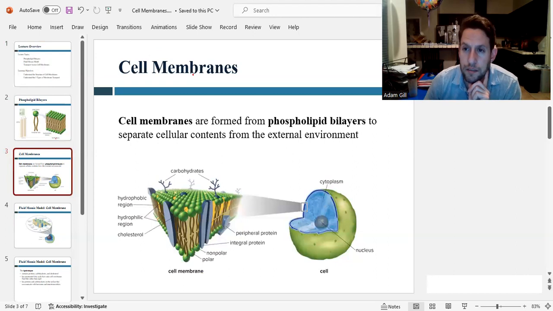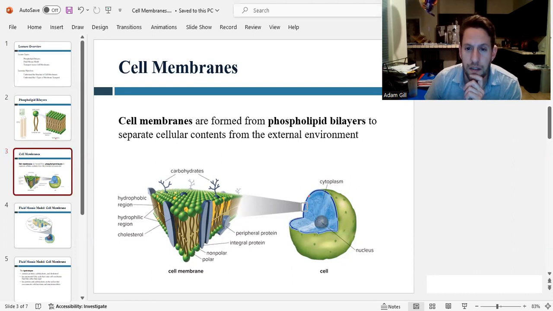Now, cell membranes are the outer perimeter of cells, and these cell membranes are made from phospholipid bilayers. That's the main purpose of phospholipids in your body, to form the membrane around every single one of your cells. So you can imagine your body has a lot of phospholipids in it, right? It's literally the membrane around every single one of your cells. And even the membrane of the nucleus and the membrane of your organelles, those are all phospholipids.